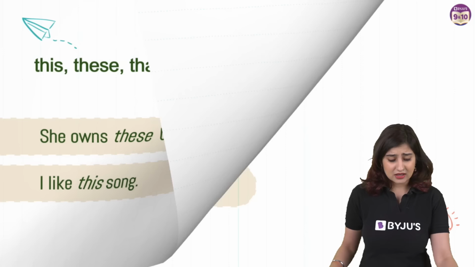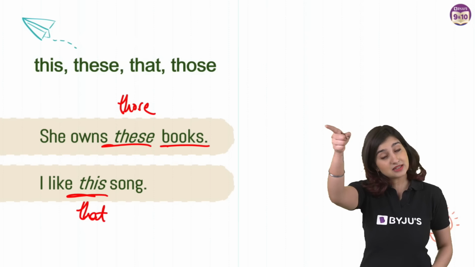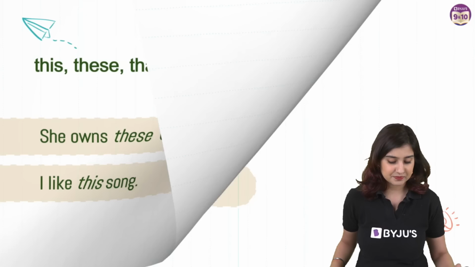और फिर वही again, so this का opposite हो गया. अगर कुछ दूर है तो those हो गया, और these का opposite, and this का opposite, अगर कुछ दूर है singular में तो वो that हो गया. Okay, this, that, these, those, all right. Easy था ये तो.